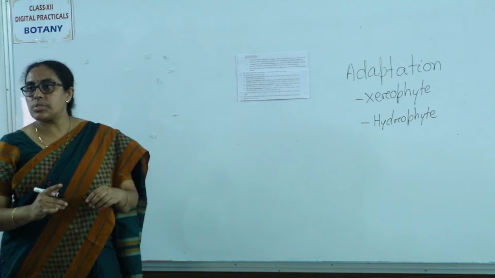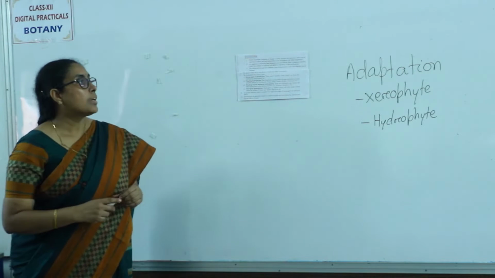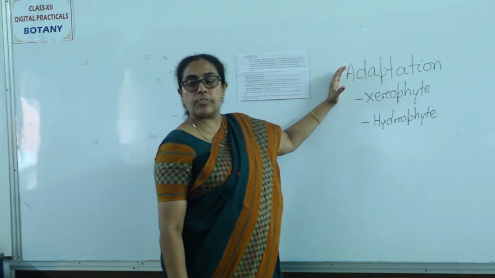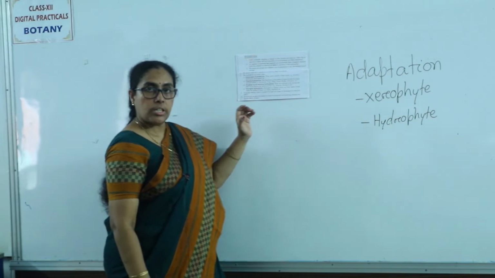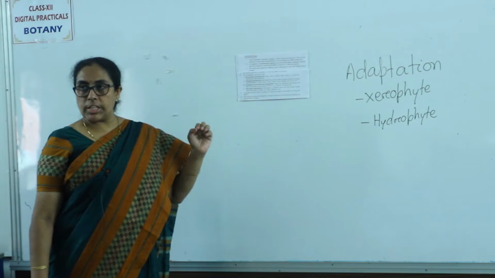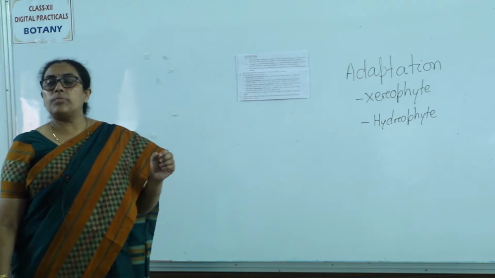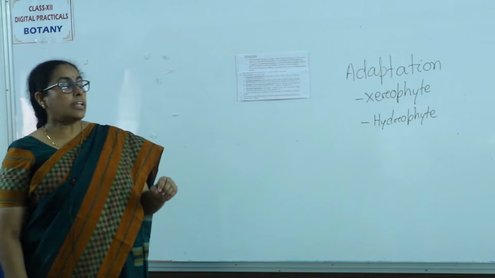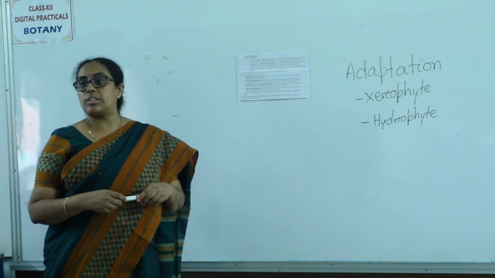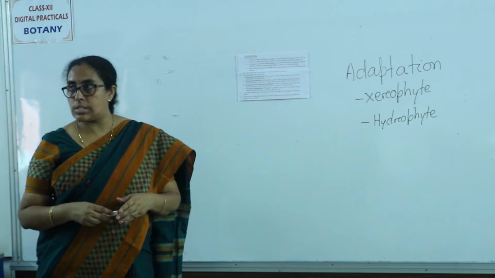These are the two types of adaptive features which are mostly observed in case of plant body. So first of all, what is adaptation? It is the process or phenomenon by which the plant body adapts to its surroundings, which undergoes morphological, physiological and behavioral changes. And it is also a process which is inheritable. It is transmitted from one generation to another generation.